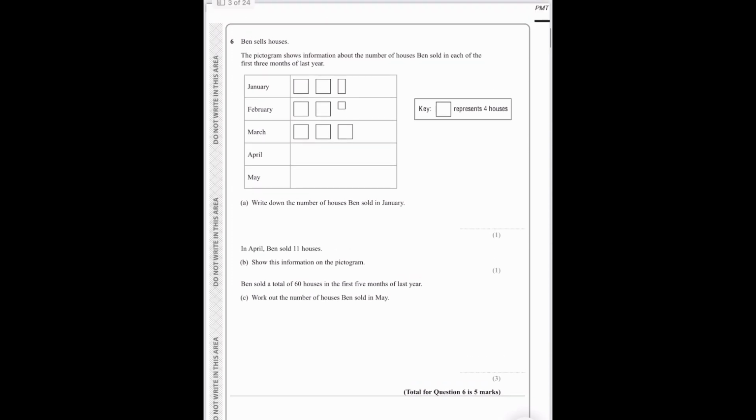Ben sells houses. The pictogram shows information about the number of houses Ben sold in each of the first 3 months of the year. Now we can see that 1 square equals 4 houses. So this is a 4, this is a 4, this is 2. So there are 10 houses here. This one is going to be 9, this one is going to be 12. Write down the number of houses Ben sold in January, well that is 10.